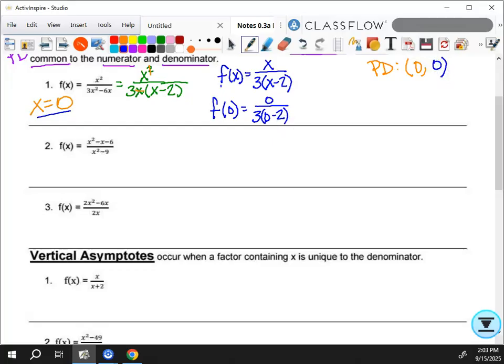0 minus 2 is negative 2, right, but the numerator is 0, so it doesn't really matter what's happening in the denominator. As long as we don't get 0 over 0, we're fine. If you substituted it back into the original, you'd get 0 over 0, and then that would be bad. Okay? Right, but that's your point discontinuity there.